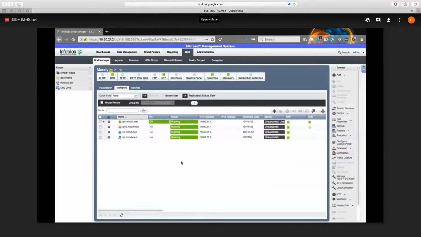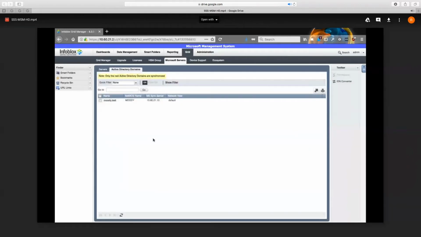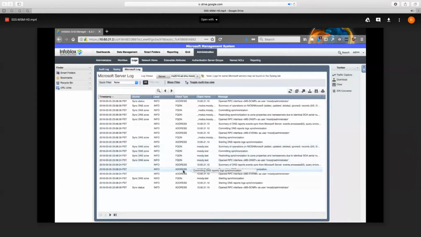Here's the grid. Note that we're running NTP. And here are the Microsoft servers themselves. As you can see, DNS and DHCP. We can also see the Active Directory domains that are being synced. Our syslog also provides a separate Microsoft log as well, so we can see the interactions between our grid and the Microsoft servers and the way that they are syncing.